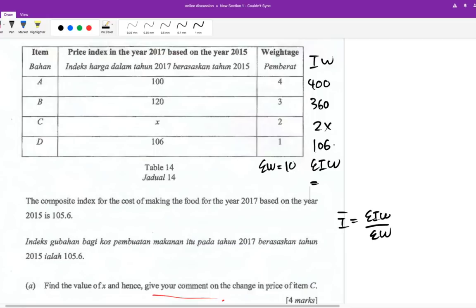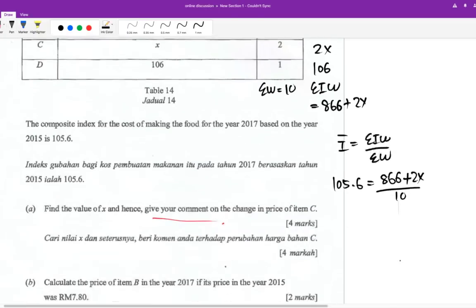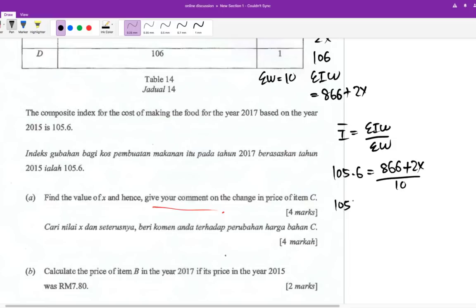I will use the calculator to quickly do it. 760 plus 106, so this one will be 866 plus 2x. Since we know the index number is 105.6, this one is 866 plus 2x over 10, and then we will solve this equation. So this one is just 1056 minus 866 equals 2x.